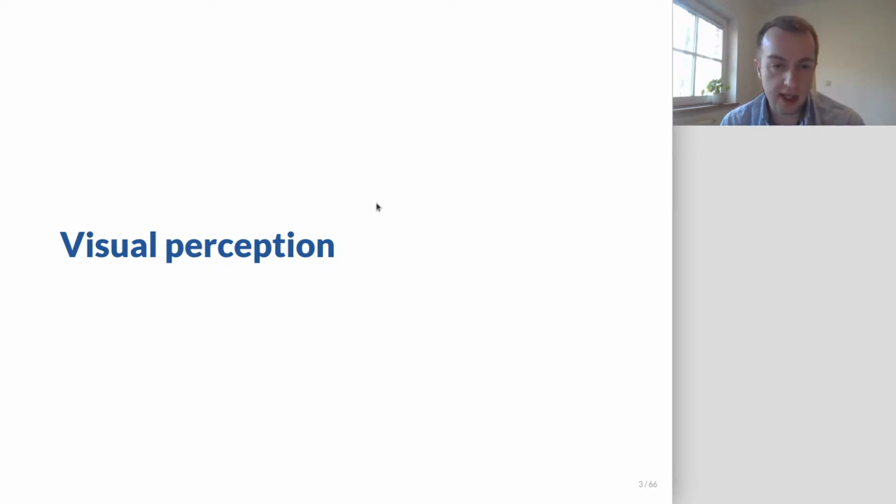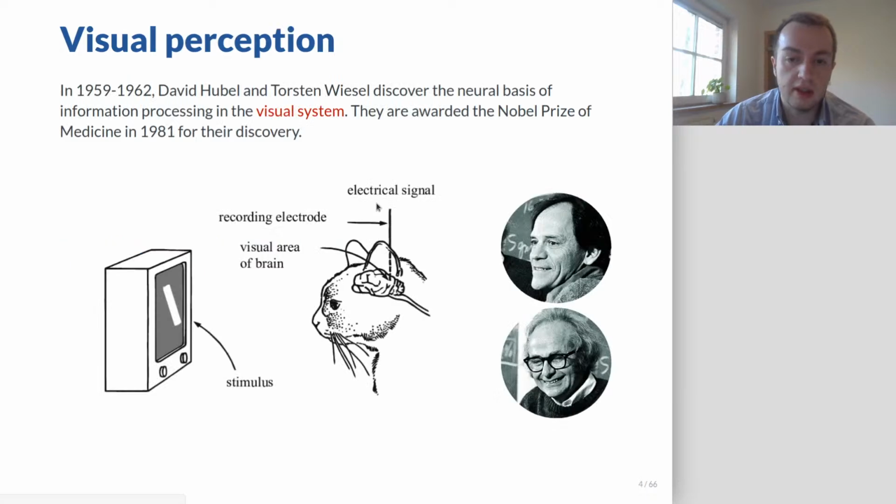All right, so I will start with visual perception. And the story that I want to tell you about today is the one of David Hubel and Torsten Wiesel. So by the end of the 50s, beginning of the 60s, they were working on trying to understand the visual system in cats. And they basically discovered the neural basis of information processing in the visual systems of cats. And of course, that would generalize to other animals and to humans as well. And for this discovery, they were awarded the Nobel Prize of Medicine in 1981.